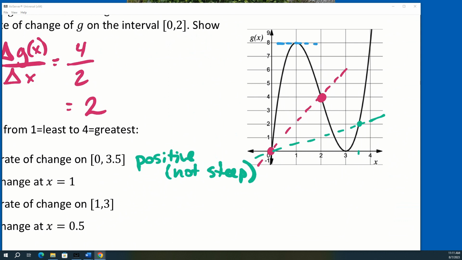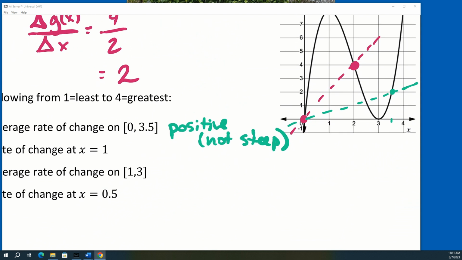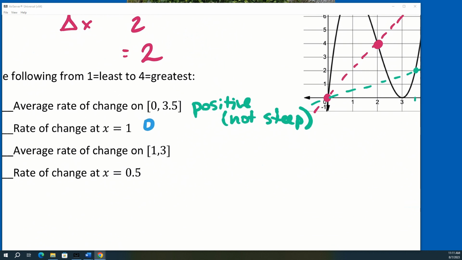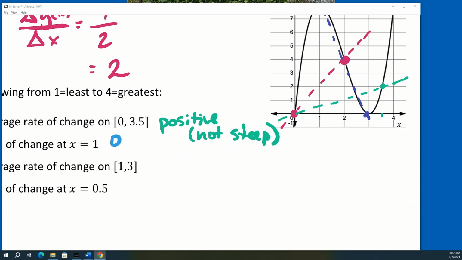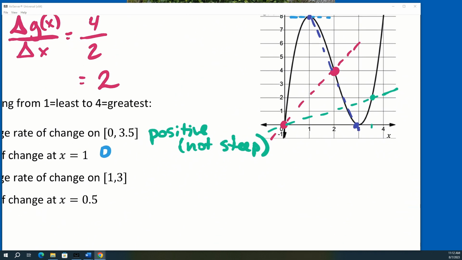All right, so what is the slope of a horizontal line? 0. All right, and then the average rate of change from 1 to 3. All right, so here's 1. Here's 3. All right, would you guys say that secant line is positive or negative slope? The negative, so the dark blue one. Would you say it's steep or not steep? Steep. It's steep.